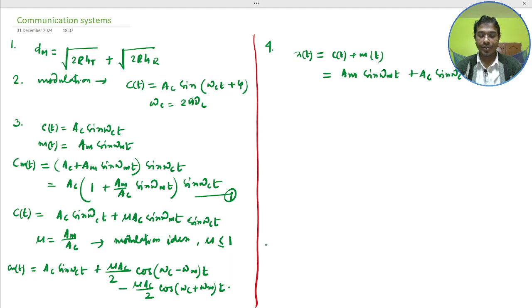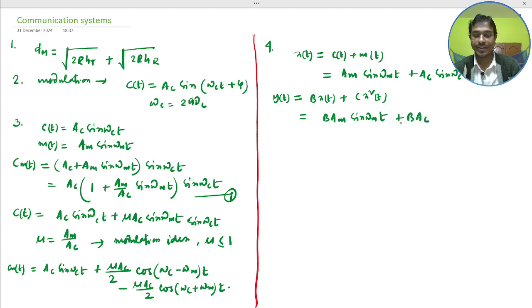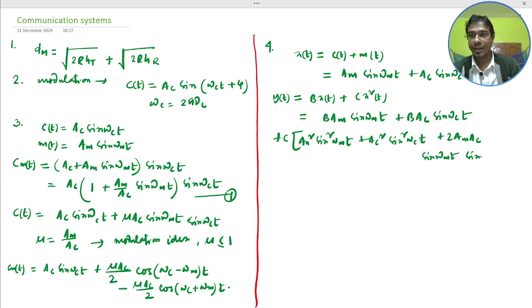Now pass through a square law device, which is a nonlinear device, so that the output yt would become b x(t) plus c x squared(t), where b and c are constants. Just put this value here: b Am sin omega mt plus b Ac sin omega ct plus, just squaring, Am square sin square omega mt plus Ac square sin square omega ct plus 2 Am Ac sin omega mt sin omega ct.